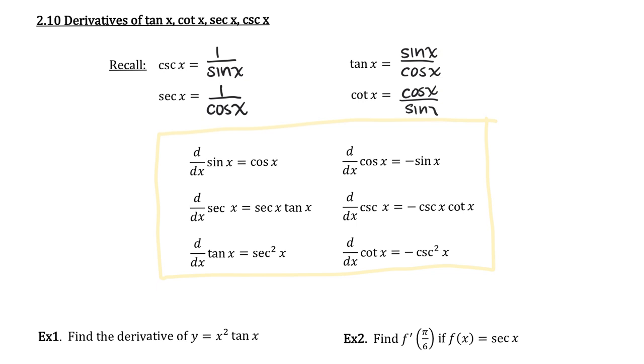Okay, the derivative of sine is cosine, we already know that. Derivative of cosine is negative sine. So these are some derivatives we're going to add. You will memorize these eventually, but I'll show you how to derive them until you do have them memorized.